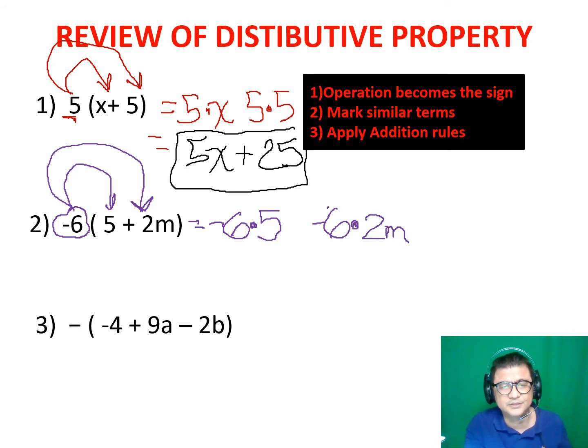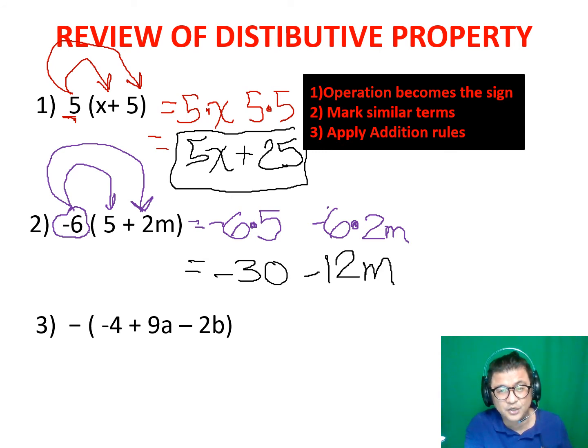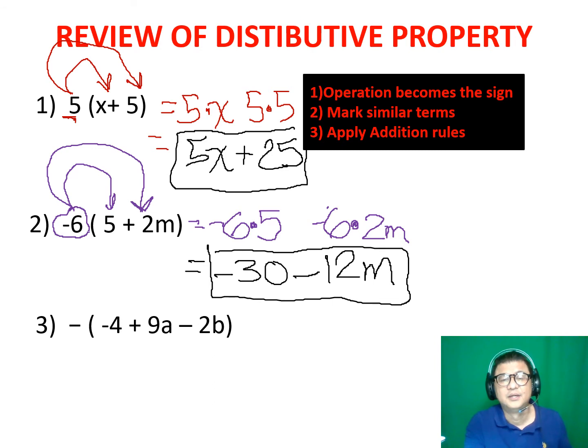All right, so let's combine the first part. 6 times 5 is 30. You're a negative. 6 times 2 is a 12. But there's an m. Copy the m. Since it's a negative, that negative is also the operation. So you could think of it as negative 30 minus 12, because it also means negative 30 plus negative 12. They're the same. All right, so that's your simplified form.